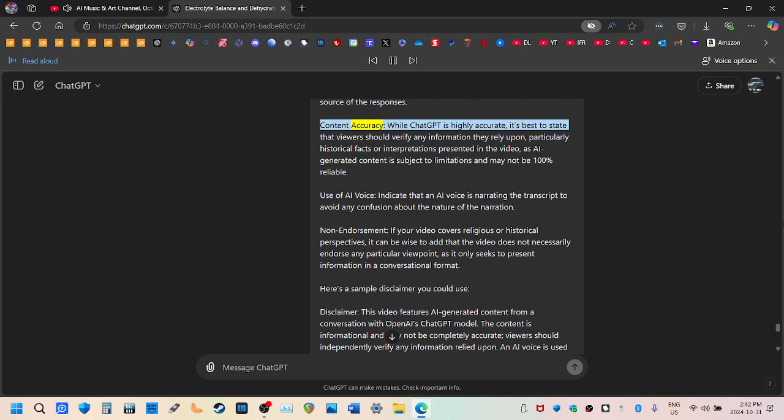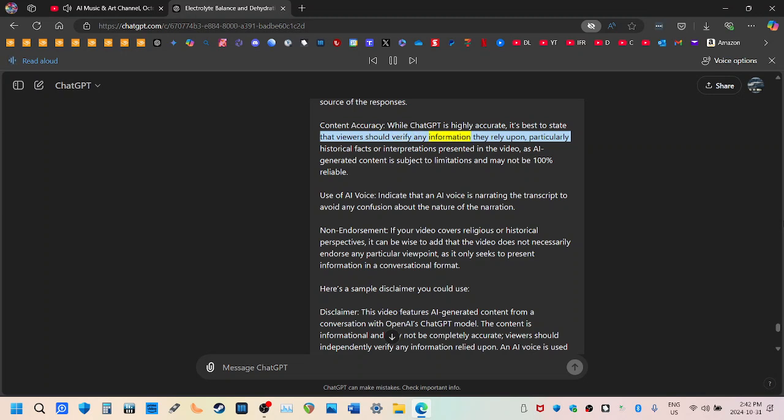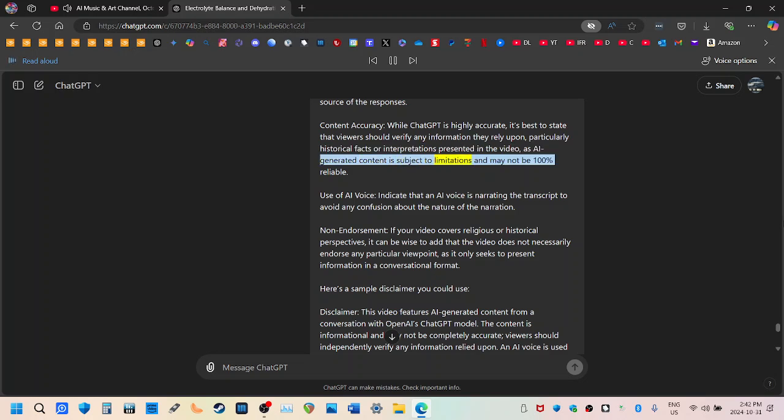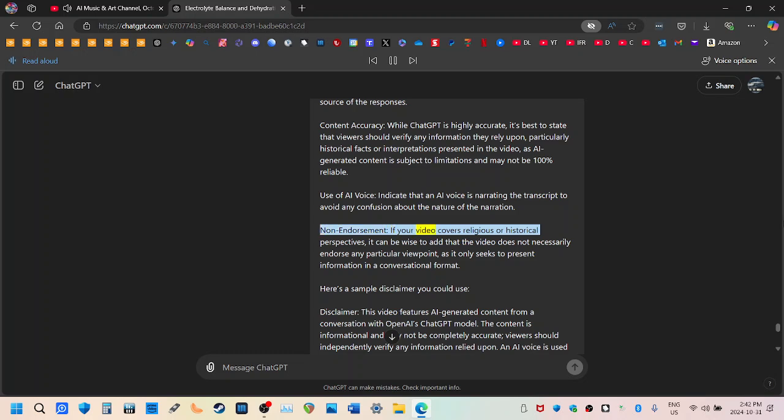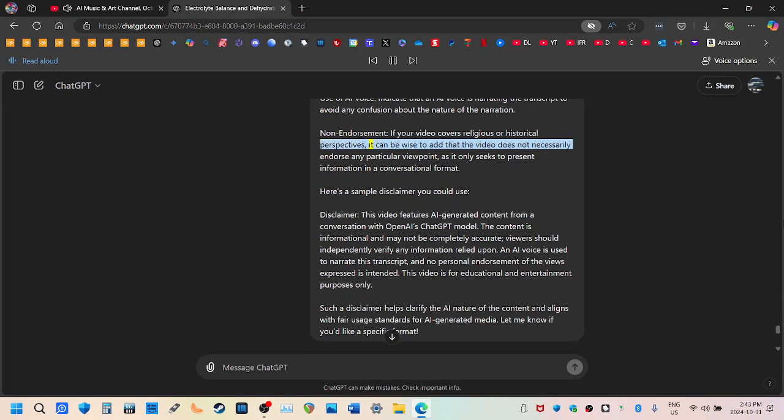Content accuracy. While ChatGPT is highly accurate, it's best to state that viewers should verify any information they rely upon, particularly historical facts or interpretations presented in the video, as AI-generated content is subject to limitations and may not be 100% reliable. Use of AI voice. Indicate that an AI voice is narrating the transcript to avoid any confusion about the nature of the narration. Non-endorsement. If your video covers religious or historical perspectives, it can be wise to add that the video does not necessarily endorse any particular viewpoint, as it only seeks to present information in a conversational format.